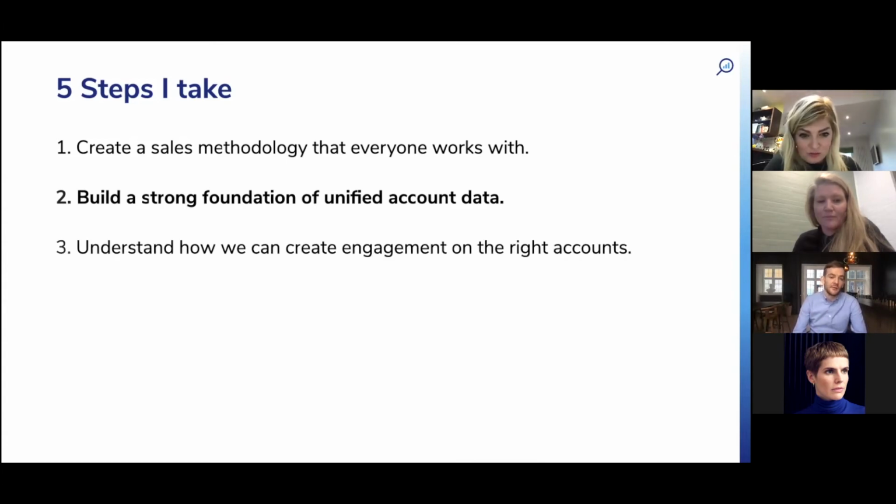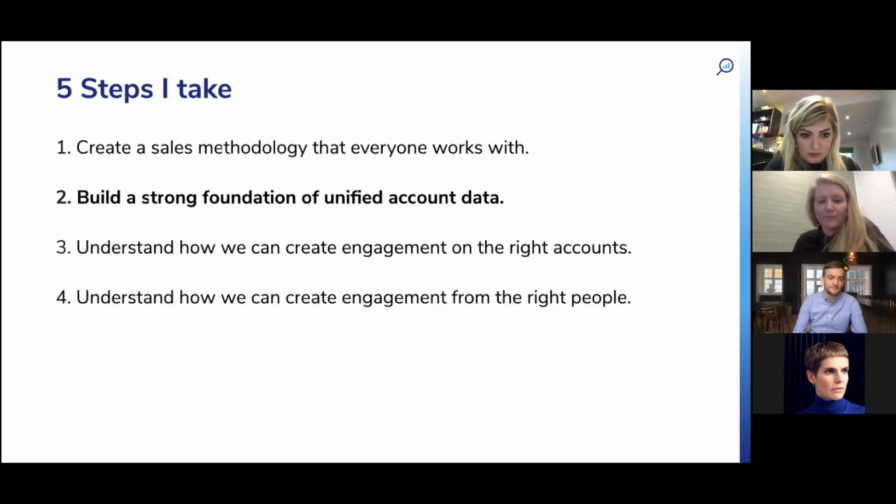Then I look into understanding how to engage with the right accounts. So that's very much the inbound way: webinars, content, etc. And then getting engagement from the right people. When I talk about accounts, if we are selling to enterprise, we need to make content that is relevant to enterprises. And then we look at who within those accounts we want to talk to. In our case, the traffic managers or the growth team or the CMO of HubSpot, for example, would be very interesting to talk to.